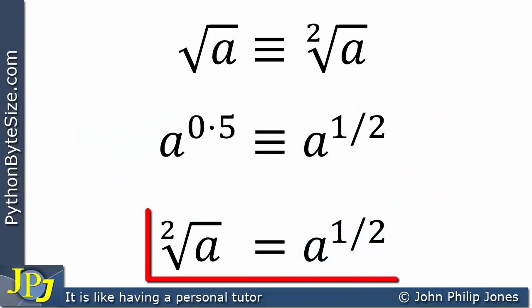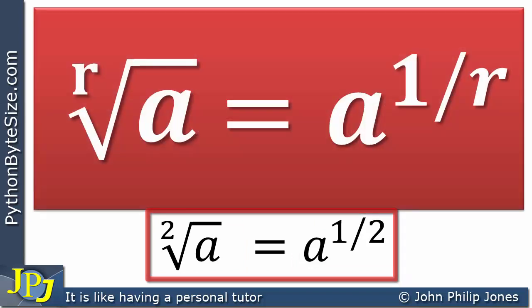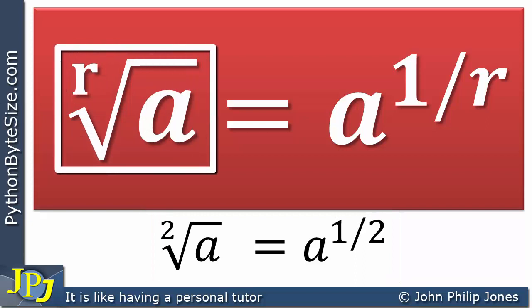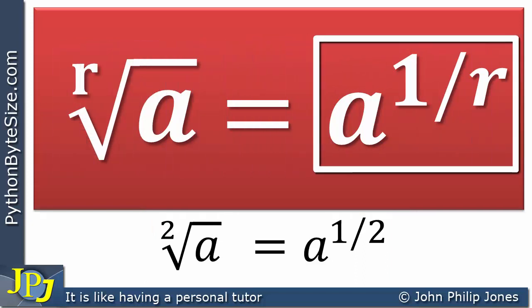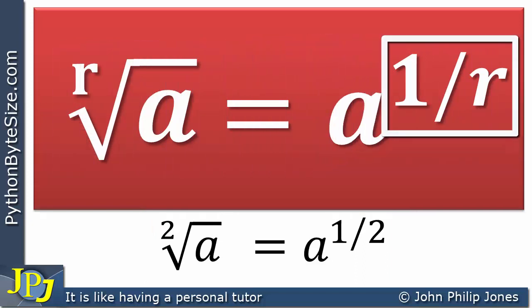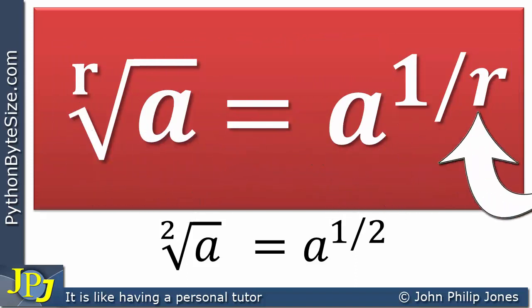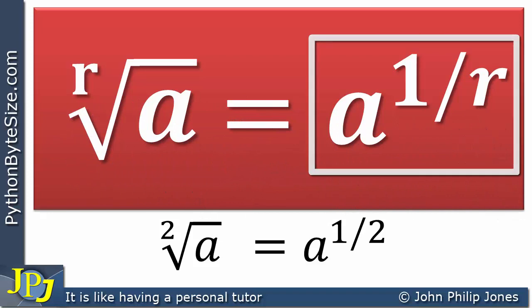Now the general case for this is coming into view. You can see that the rth root of a is equal to a raised to the 1 divided by that r. Now, if this r was a 2, what we would have here is a 2, and this would be a to the 1/2.